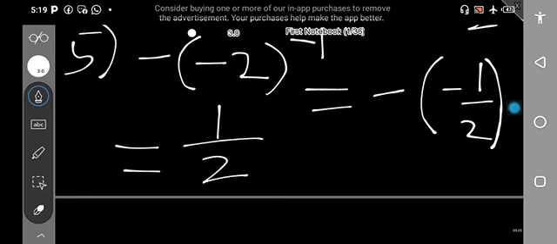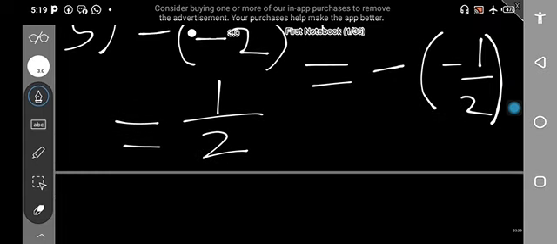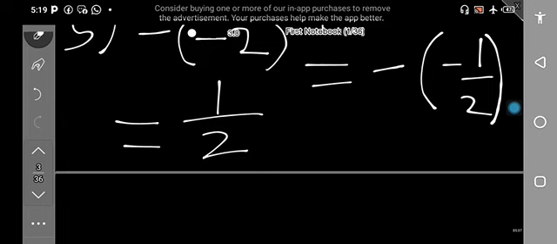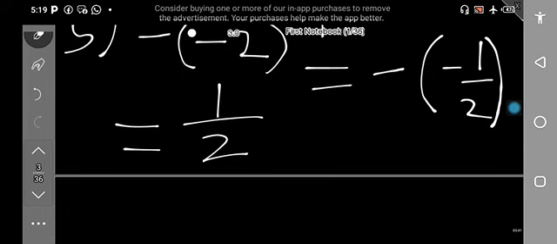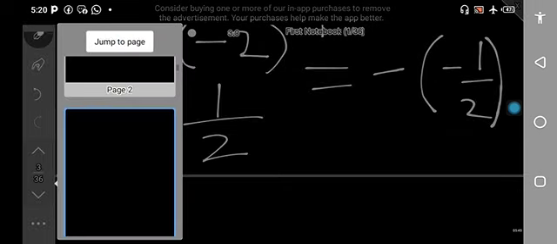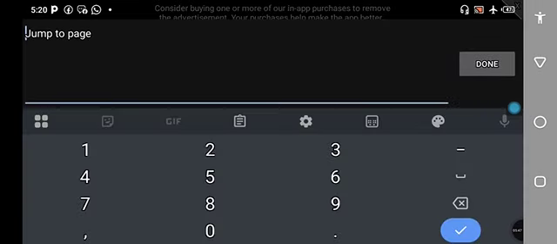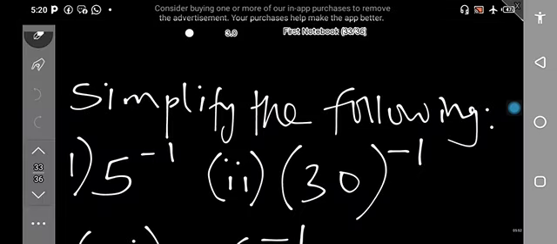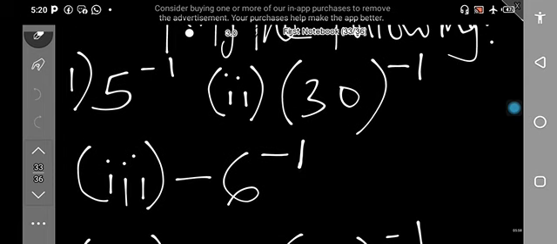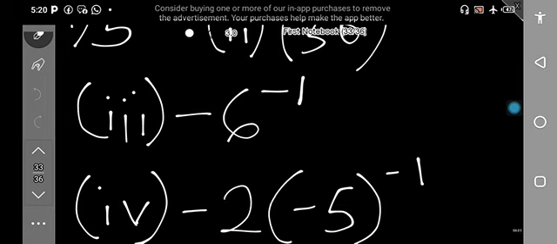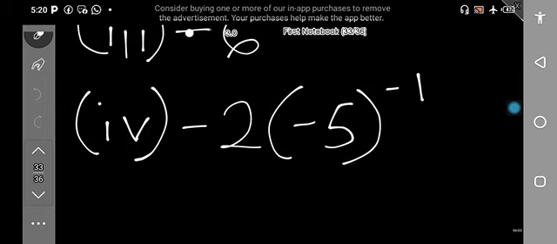So I'll take us to the exercise that I want us to try ourselves. Now we have the exercise here. Simplify the following: 5 raised to power minus 1, 30 raised to power minus 1, minus 6 raised to power minus 1, minus 2 multiplied by minus 5 raised to power minus 1. Please feel free to do this, and you can also put your answer in the comment section.